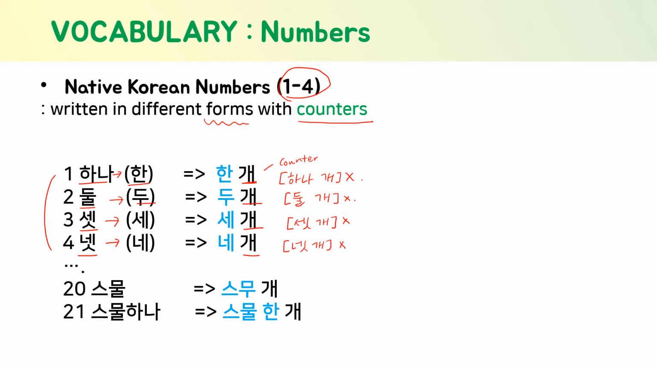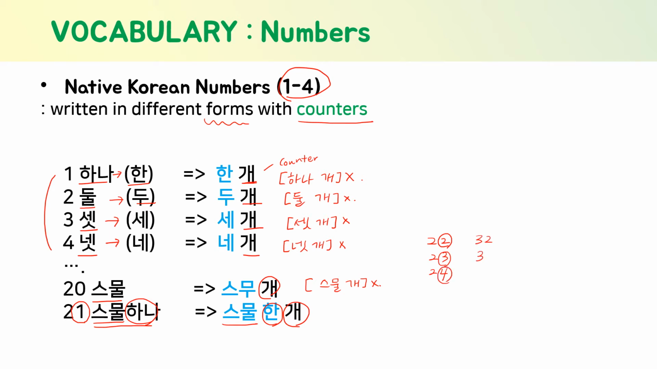And for 20, the word is 스물, but with the counter, it becomes 스무 instead of 스물. So we don't say 스물 개, instead 스무 개. And from 21, so there's one, right? So 스물하나, but with the counter, the 스물 part is exactly the same, but the 하나 part becomes 한 개. It's the same for 22, 23, 24, so you have 2, 3, 4.